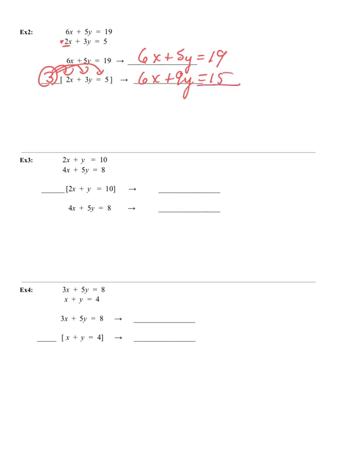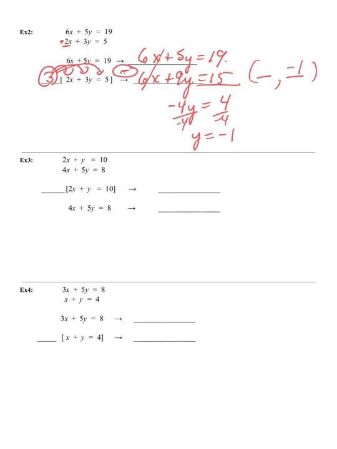And now my choice is, do I add or subtract to wipe out a variable? I can subtract and wipe out the x's, or eliminate the x's. 6x minus 6x is 0, all right? Then 5 minus negative 9 is negative 4y equals 19 minus 15 is 4. I have a one-step equation. I divide each side by 4. I get y is equal to negative 1. Halfway there. So y is equal to negative 1.